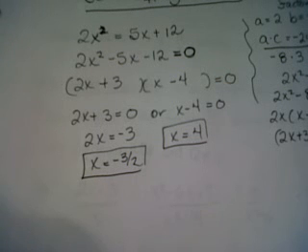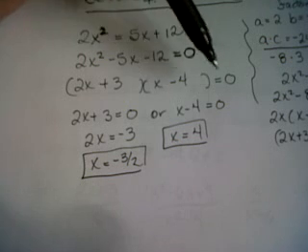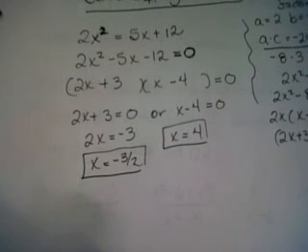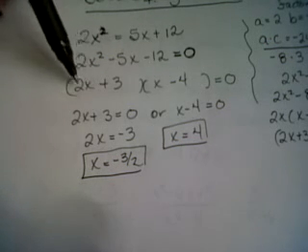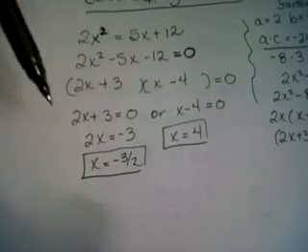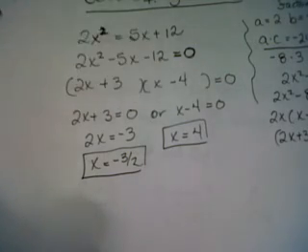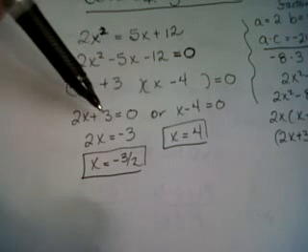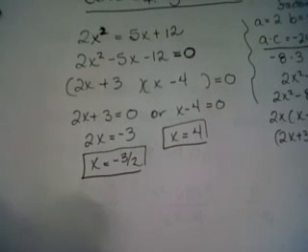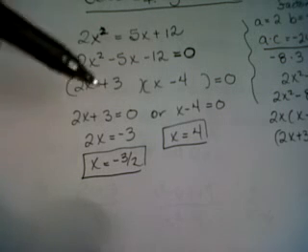Well, now I can use the zero product property, and the zero product property says if 2 things multiplied are equal to 0, one of them must be equal to 0. So I set 2x plus 3 equal to 0, and I set x minus 4 equal to 0. I now have 2 linear equations, and I can solve those like we did way back in our first units.